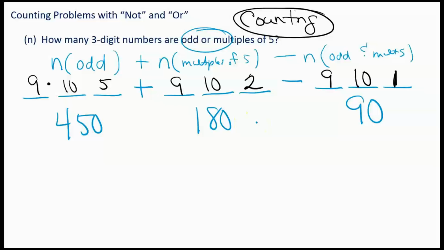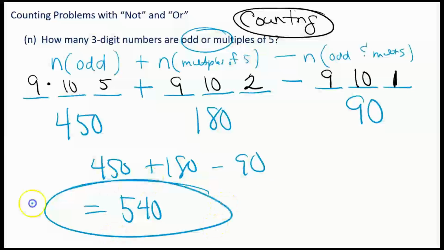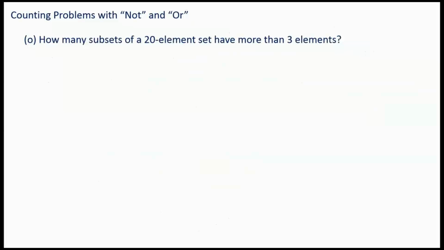So to get this final answer, I do 450 plus 180 minus 90. And when I run that through my calculator, I get 540 options. So 450 plus 180 subtract 90 is 540 possibilities of 3-digit numbers that are either odd or multiples of 5. And this is our last problem, example O.